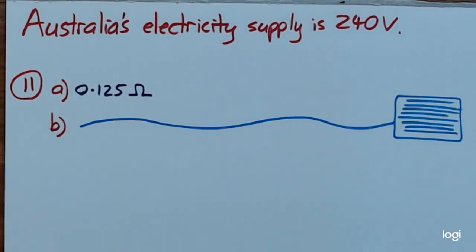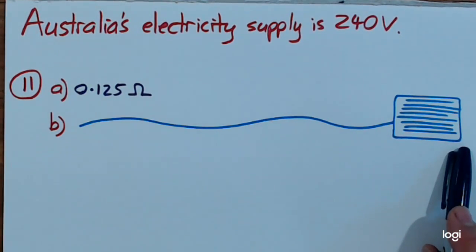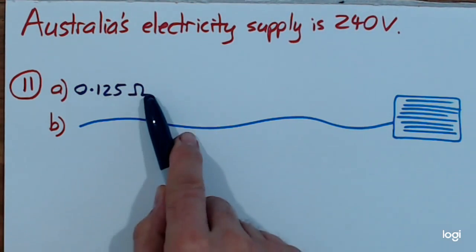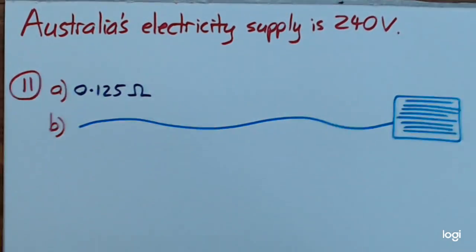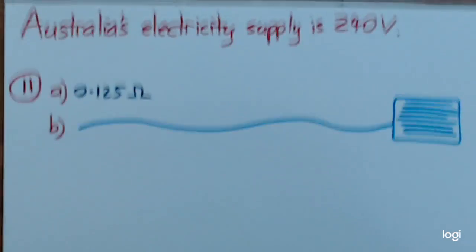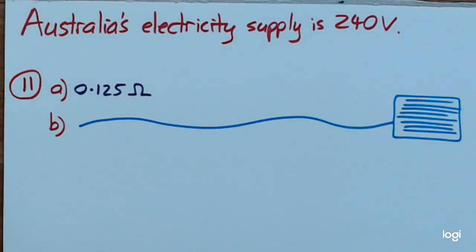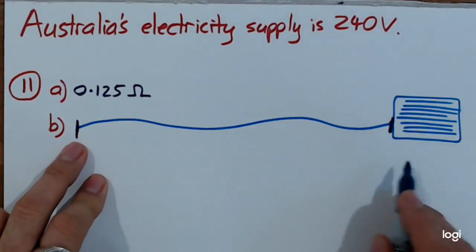So question 11 was the one about the power cord going to the heater. In question 11a, they gave you a graph and asked you to find the resistance of the power cord, and you'd already found that because you didn't ask me about 11a, so that's the answer. Now 11b, it says how much voltage drop will occur in the cord when the heater is running. So how much voltage is going to be lost from there to there while the heater is running.